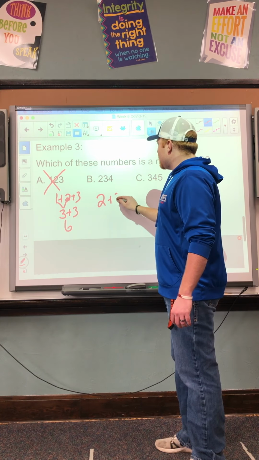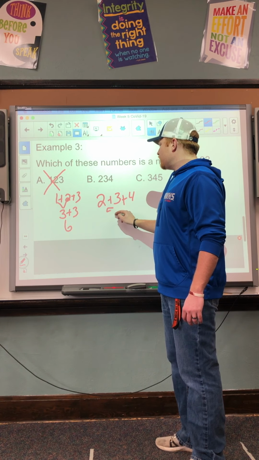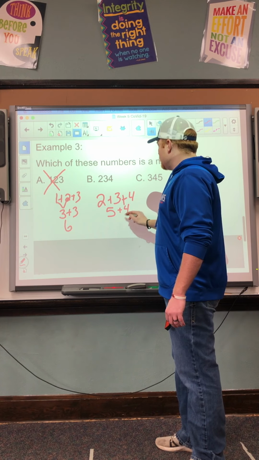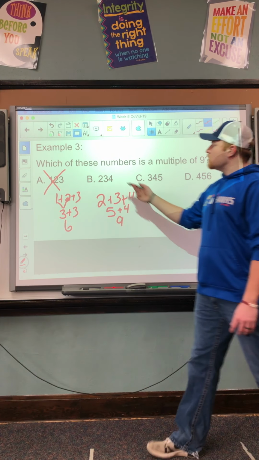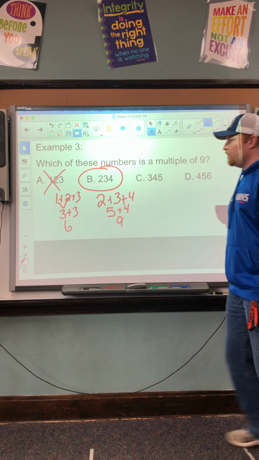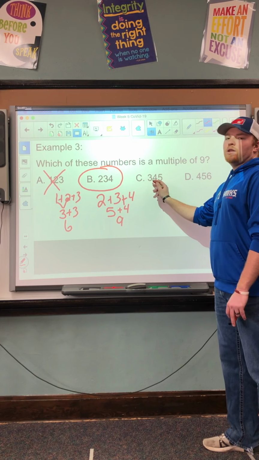2 plus 3 plus 4. 2 plus 3 is 5, plus 4 is 9. Can 9 go into 9 evenly? It can, so that's our answer right off the bat. Well, not right off the bat, second one in. Okay, let's just do the rest of these.